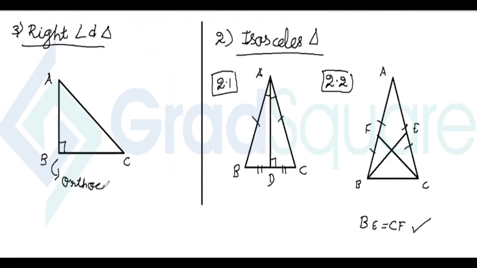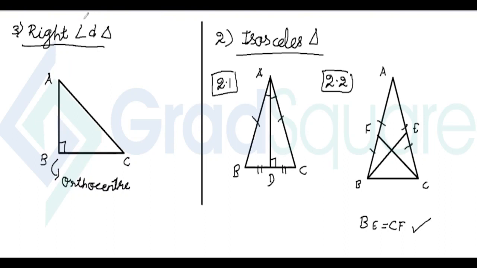Right? Why? Because orthocenter is what? Meeting point of the altitudes of a triangle. What is an altitude? Perpendicular drawn from one vertex onto the opposite side. So if the opposite side is BC, the altitude is AB. If the opposite side is AB, the altitude is BC. So both the altitudes are meeting at B. So B becomes the orthocenter of triangle ABC. So in a right angle triangle, the orthocenter will always lie at the vertex containing the right angle.